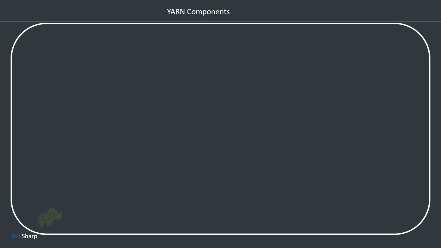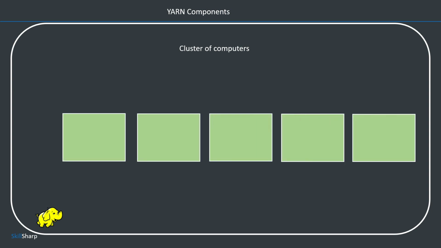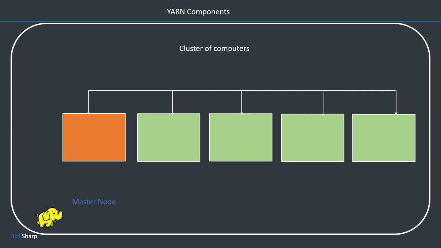Then, the YARN component. Let's see how it works. Just imagine we have created a Hadoop cluster. A cluster is nothing but a bunch of computers that are connected to each other with the help of a networking system. Among the computers or servers, one server is the master node, or the master. It works under the master-slave architecture. And the others are the worker nodes. You can see here worker 1, worker 2, 3 and 4.